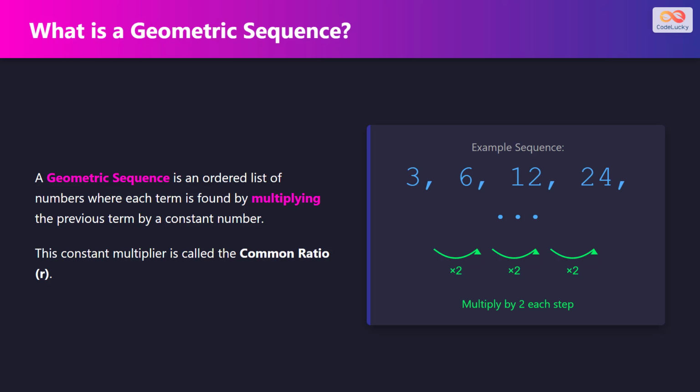First, let's understand what a geometric sequence is. It is a list of numbers where each number is found by multiplying the previous one by a constant value. In the example shown here, 3, 6, 12, 24, you can see that we multiply by 2 each time to get to the next number.